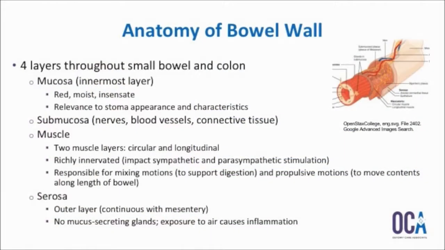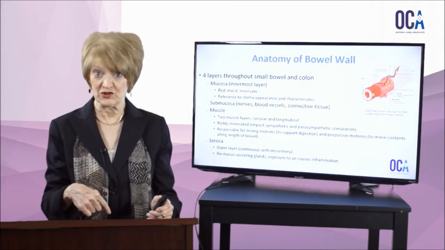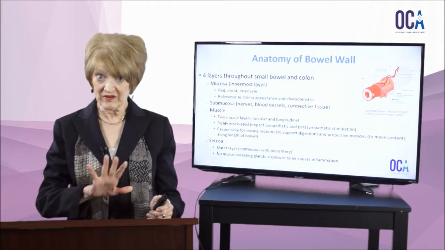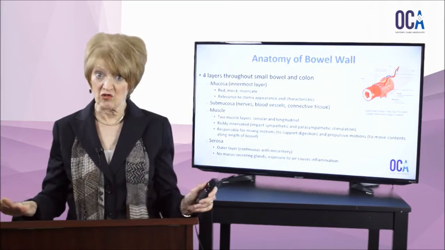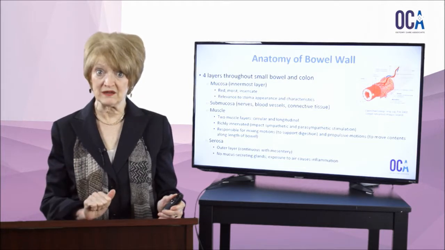The mucosa is the innermost layer, but that is the layer you typically see when you're taking care of an ostomy patient. And there are some characteristics of that mucosal layer that are of tremendous relevance that you'll be explaining to patients over and over again. You're going to tell them it's normal for your stoma to be red and wet. It looks a lot like the inside of your mouth because that's the way the bowel looks all the way down. So it will always be red and wet.